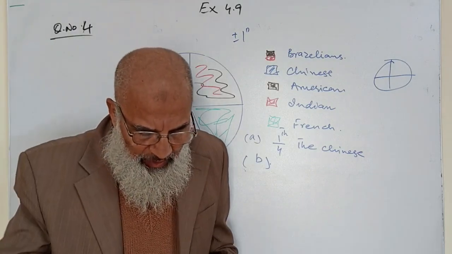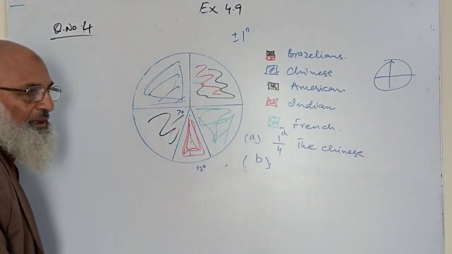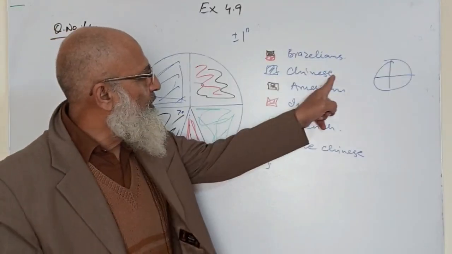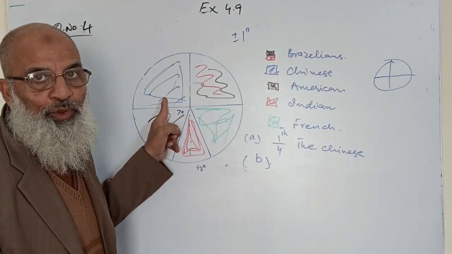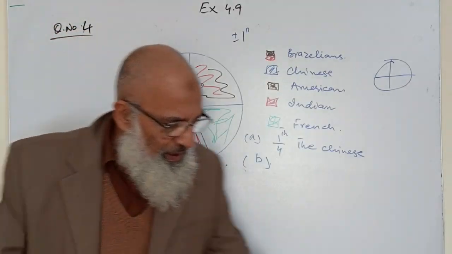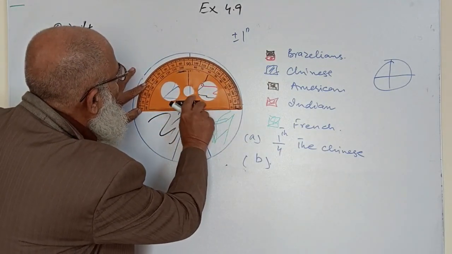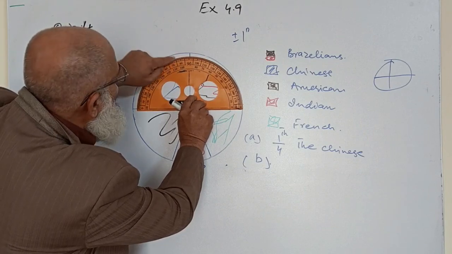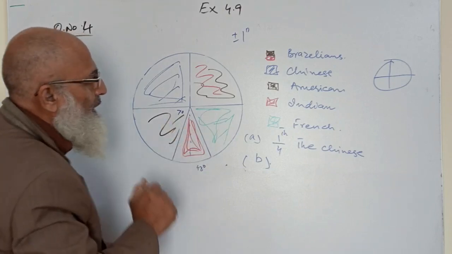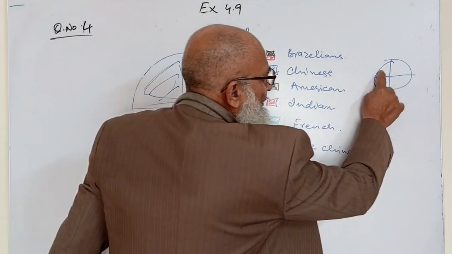Question A states, what fraction of students are Chinese? Chinese are blue. So if I measure this angle, it is almost 90 degrees over here. Yes, it is 90 degrees. That means in a circle, there are four sectors, each having 90-degree angles.